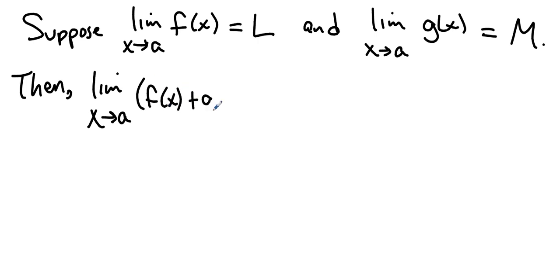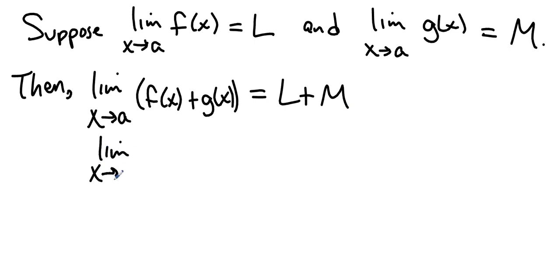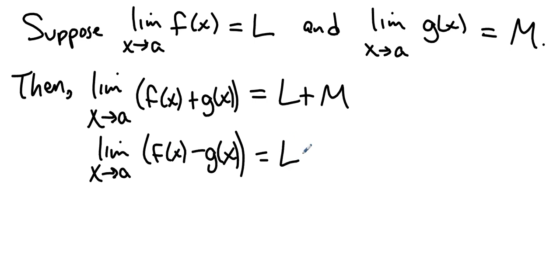If you add the 2 functions together and take the limit as x approaches a, well, you add all these y values to all these y values. So these y values are getting closer to L, and these y values are getting closer to m, and so you get L plus m. And similarly, if you subtract the 2 functions and take the limit as x approaches a, these y values are getting closer to L, these y values are getting closer to m, so the difference is getting closer to L minus m.